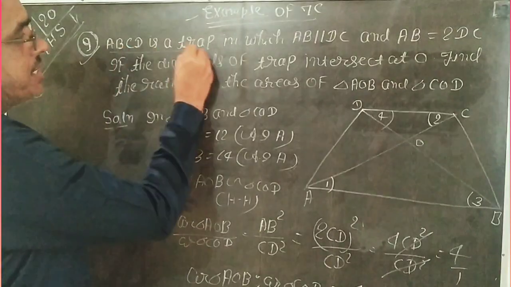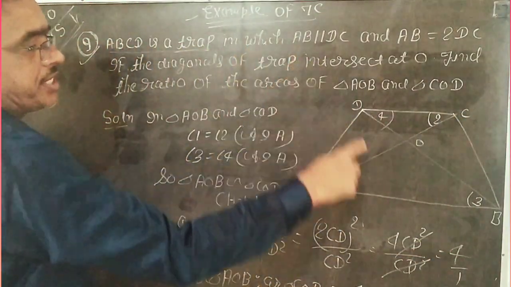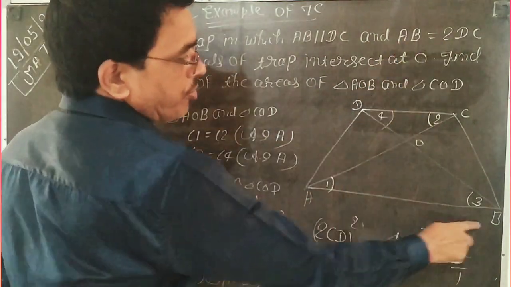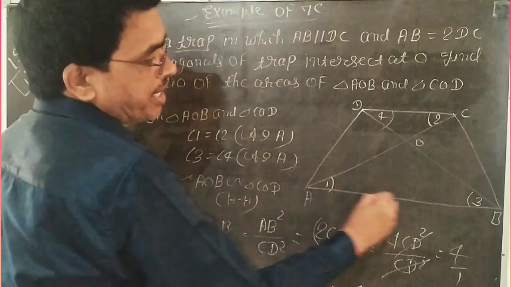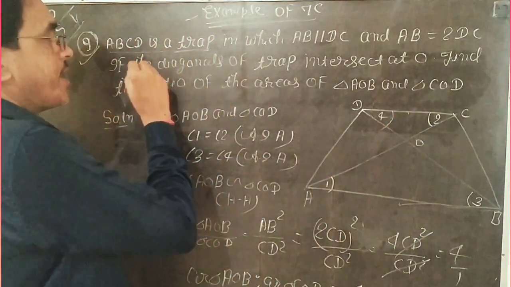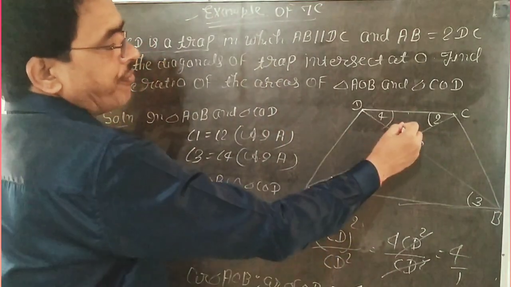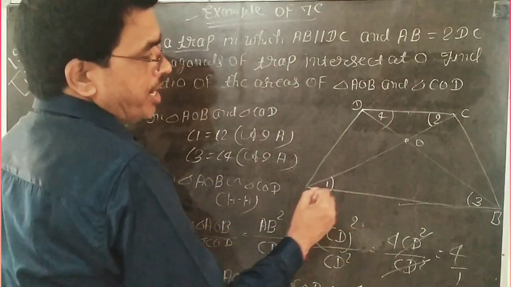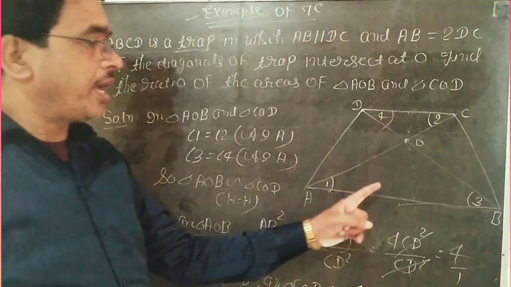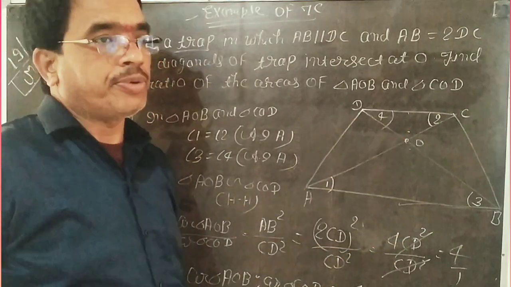Question: ABCD is a trapezium in which AB parallel to DC and AB is equal to 2DC. That means the length of AB is 2 times DC. Diagonals of the trapezium intersect at O. Then find the ratio of the areas of triangle AOB and triangle COD.